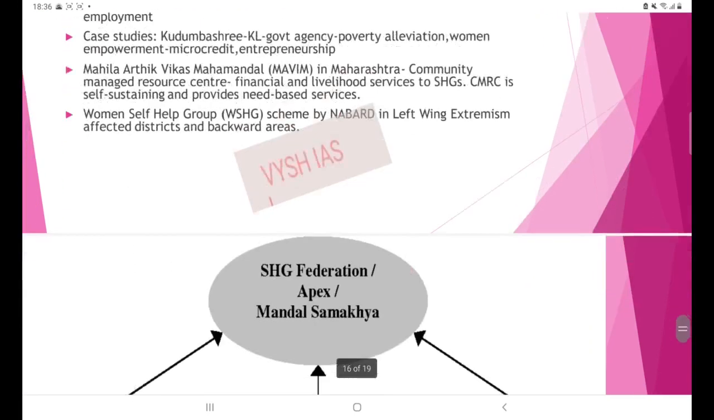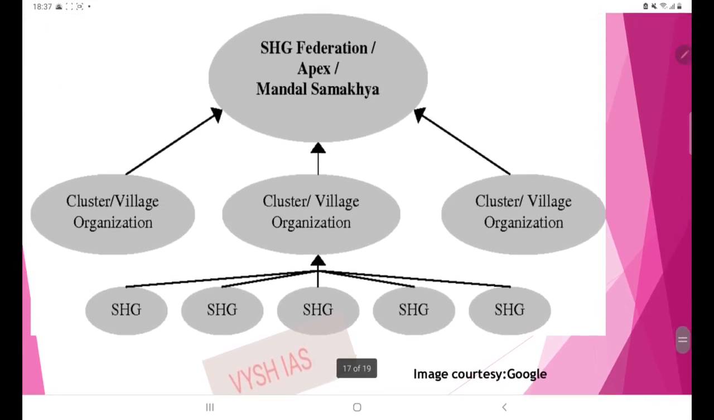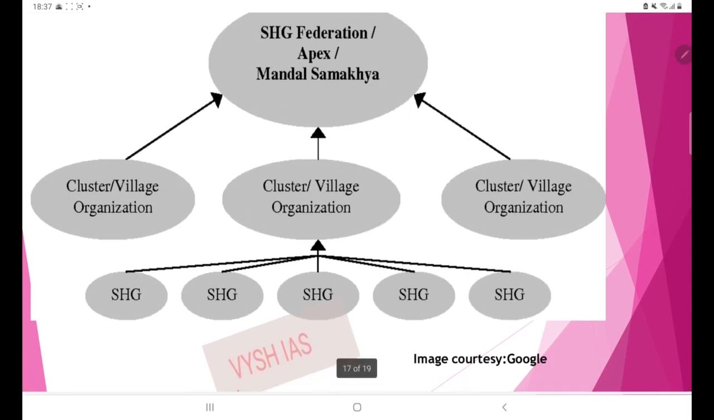Okay. Next, here I have given a flow chart of how the organization of SHG is structured. Many self-help groups will be coming together and forming a cluster or village organization, and many such groups will be conglomerating into an SHG federation, apex or mandal samakya. So this is the organization map of self-help groups.